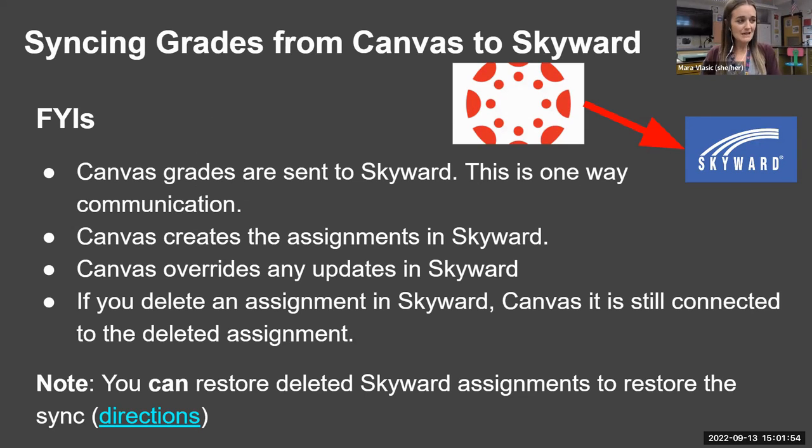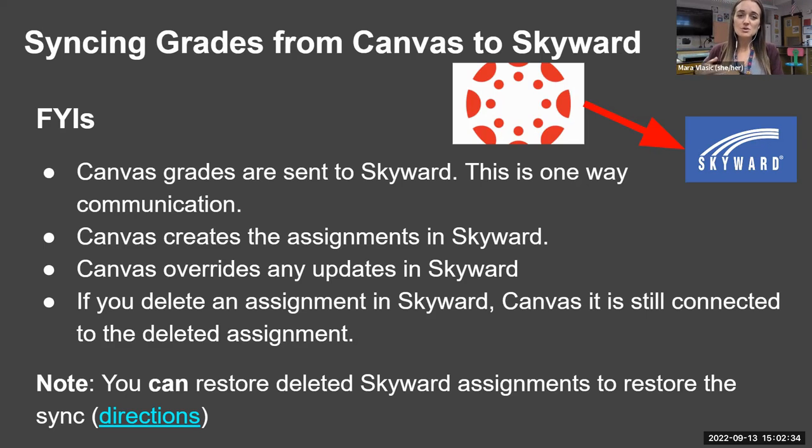So just some FYIs, Canvas grades are sent to Skyward. This is one-way communication. So Canvas creates the assignment, it gets sent to Skyward, that assignment shows up in Skyward. Canvas overrides any updates in Skyward. So if you're planning to do everything from the Canvas gradebook, you're also updating grades and changing grades in the Canvas gradebook. Because if you make those changes in Skyward, Canvas will override it when you sync your grades. So you're really living out of one gradebook and you're just looking at Skyward to make sure that those grades are showing up.